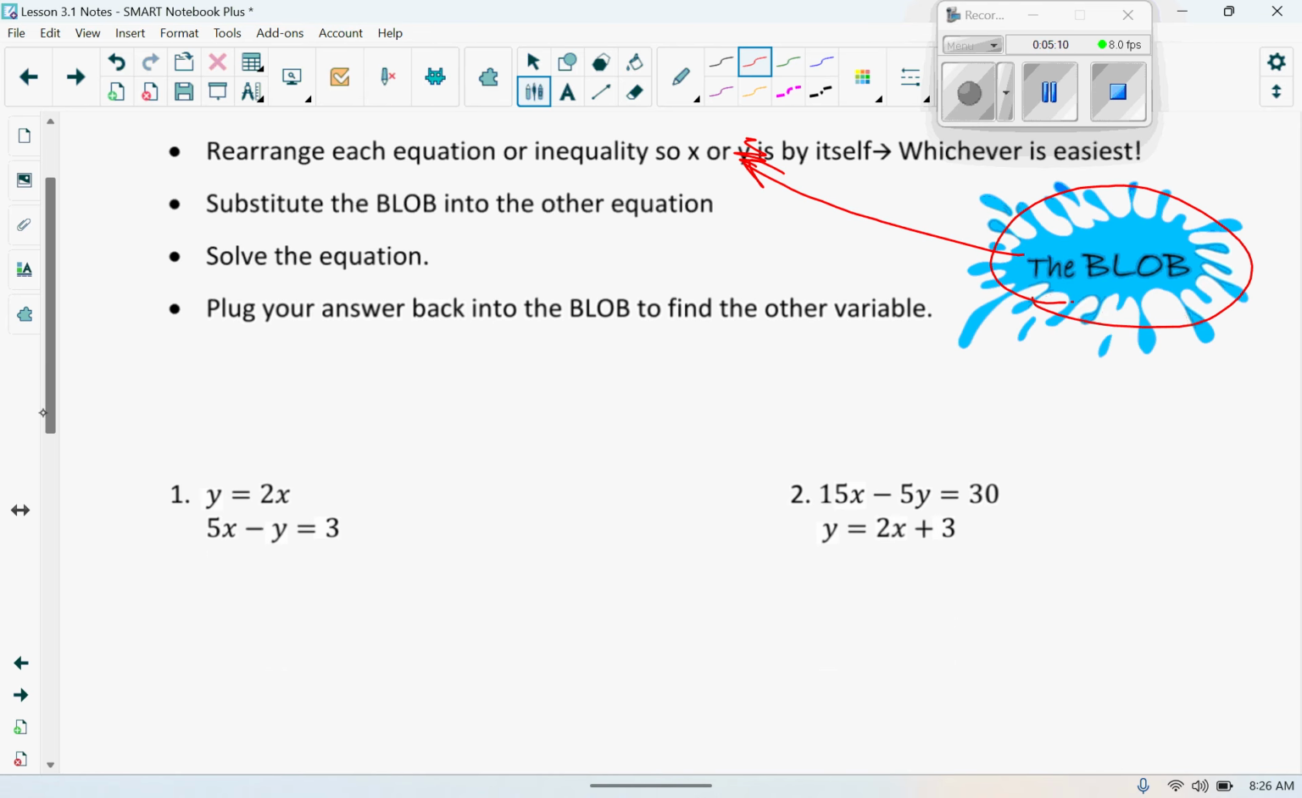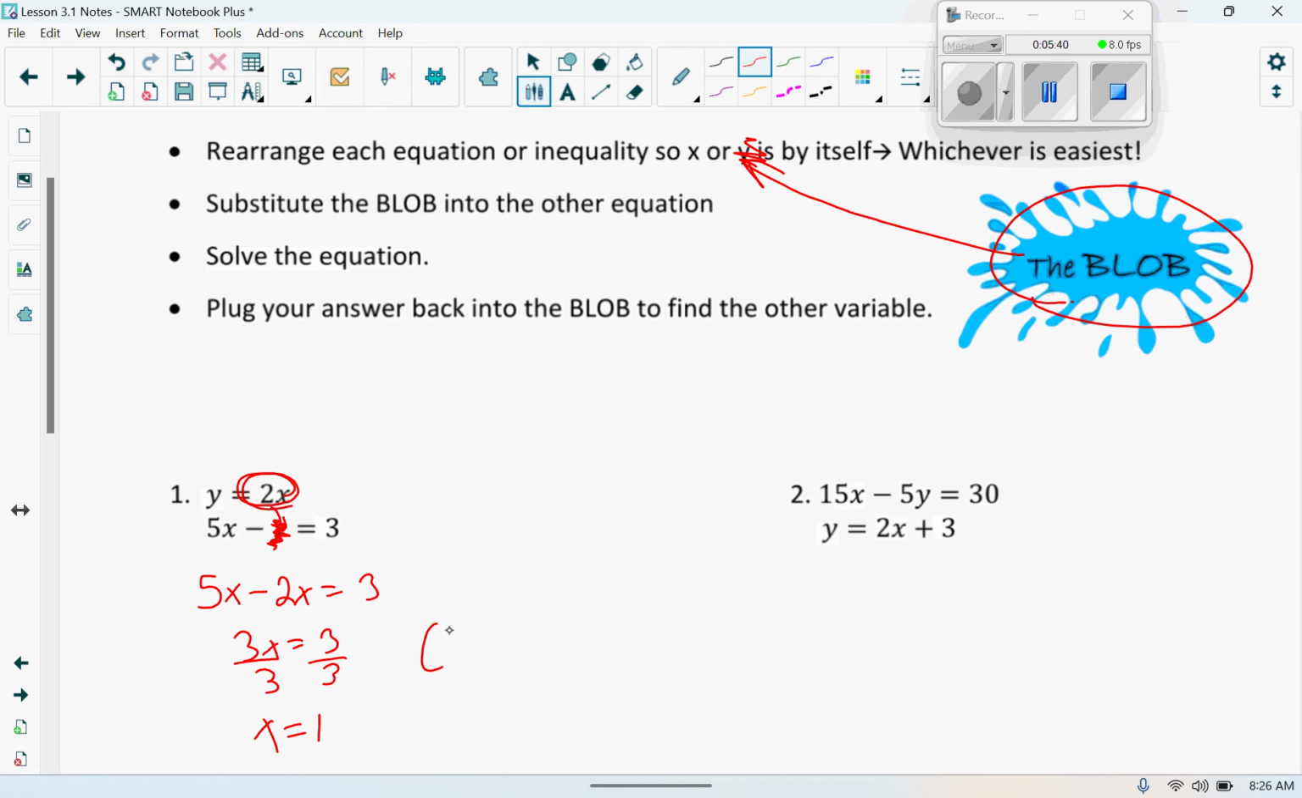Okay, so right here, do you see how Y is equal to 2X? So this 2X is totally going to blob over this, so that Y is not going to be there anymore. We're just going to replace that with 2X. So I'm just going to rewrite this as 5X minus 2X is equal to 3. And then I'm just going to solve it algebraically. So if graphing is not your strength, this might be a better way to go.